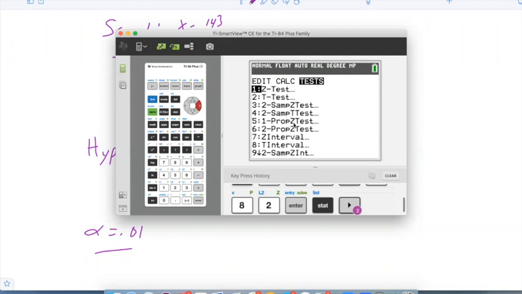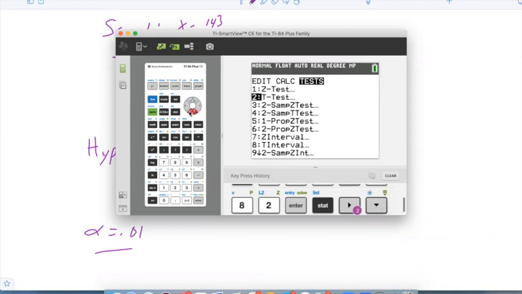Secondly, are we doing an interval or a test? This is a test. We're doing a hypothesis test. It's right in the name. So I don't want a button that says interval, like look at number 9 there. It says INT. That's for a confidence interval. I want a button that says test.